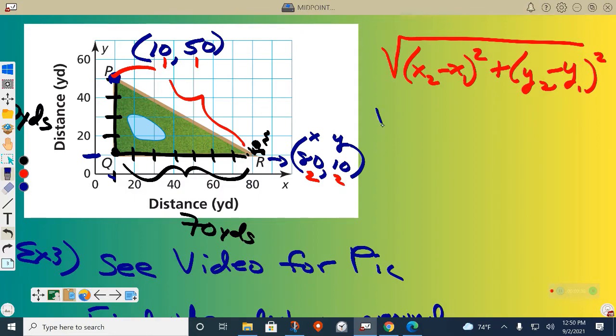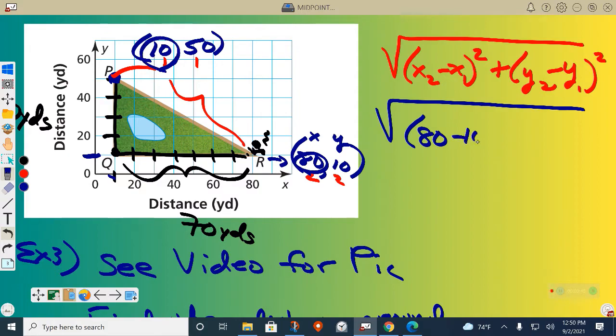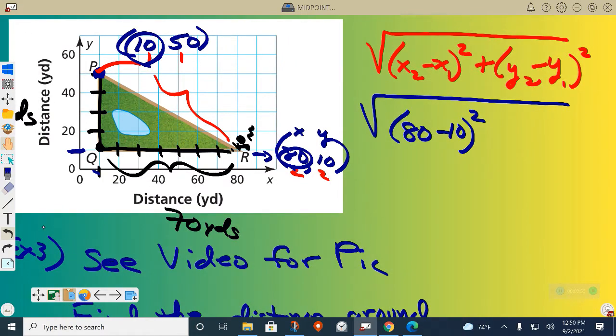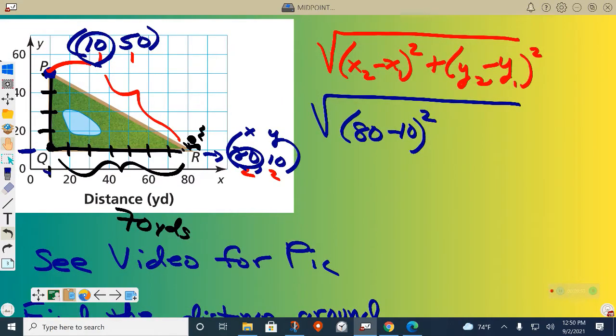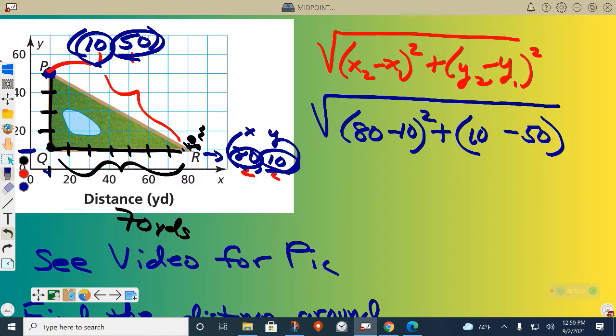X sub 2, here we go now, watch. X sub 2, the way I set it up is 80. So 80 minus x sub 1, the way I set it up is 10. Nice. Parentheses, square that puppy. Plus, here we go, y sub 2, the way I set it up, is 10, minus y sub 1, the way I set it up, is 50. Nice. Question so far?